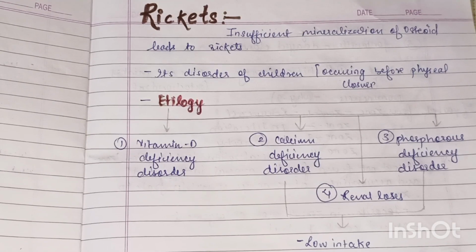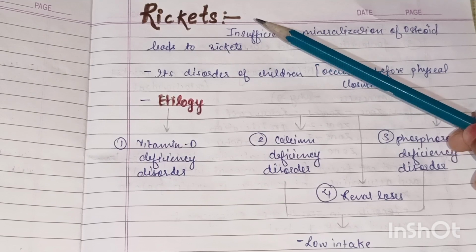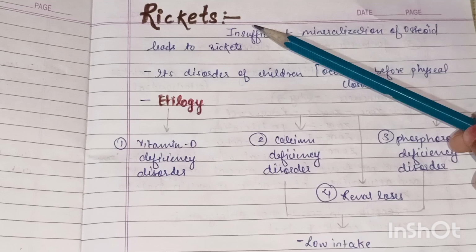Hello everyone. Today we are going to learn about rickets. Rickets is an important disease, a metabolic disease of bone, which is a very important topic in orthopaedics for the university exam as well as for the next exam.